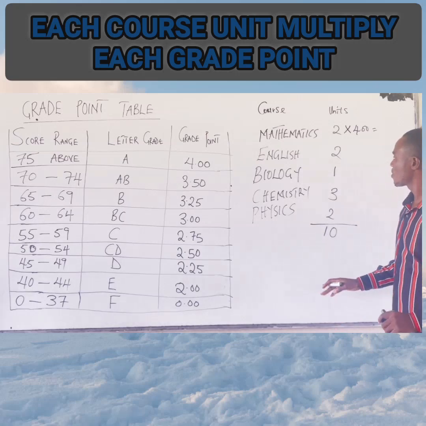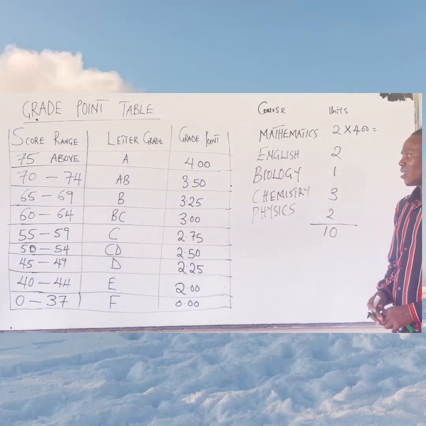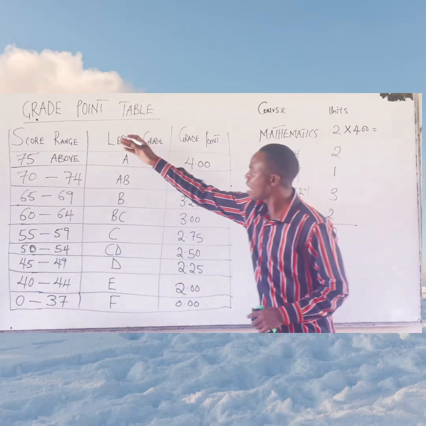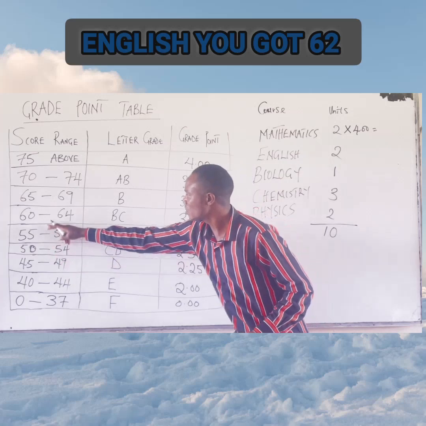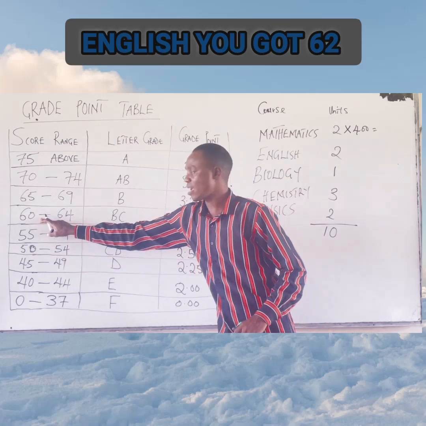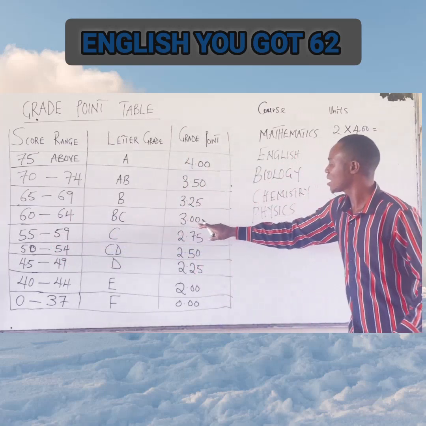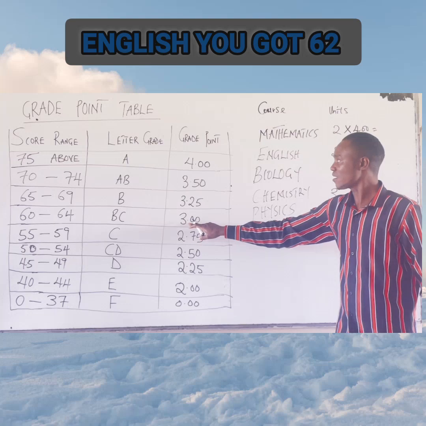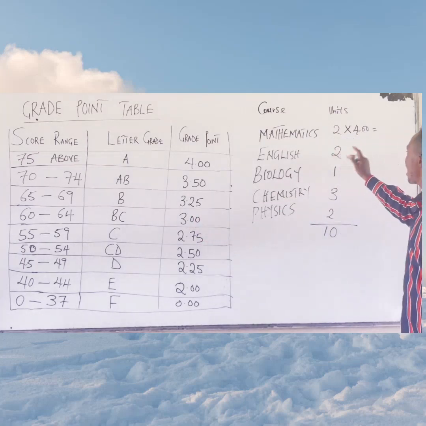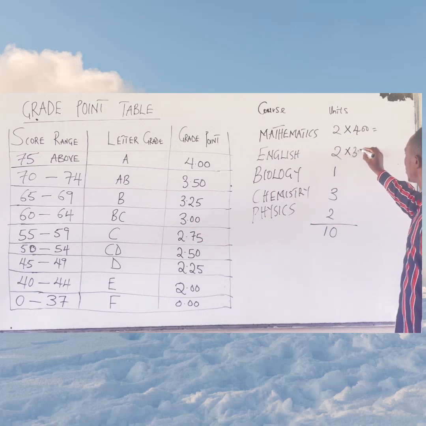Okay, let's proceed. English, let's say you scored 62. You come to your table. Where is 62? This is 60, this is 64. So in this range, it means 62 is here. So you now trace it to this side. It means you scored what? The grade point is what? 3. So you use this 3 to multiply the course unit.